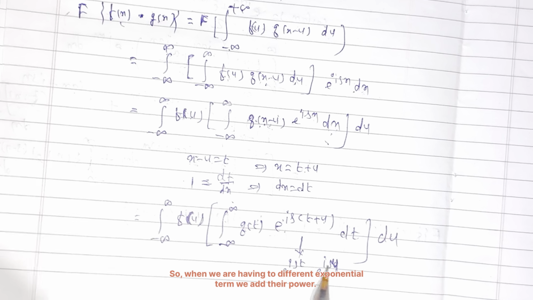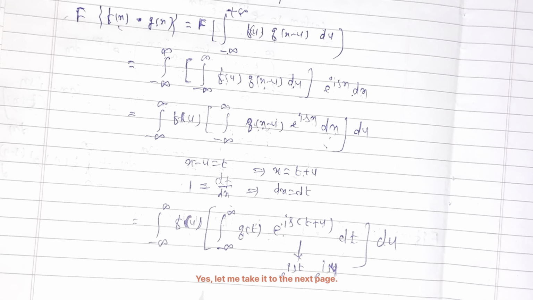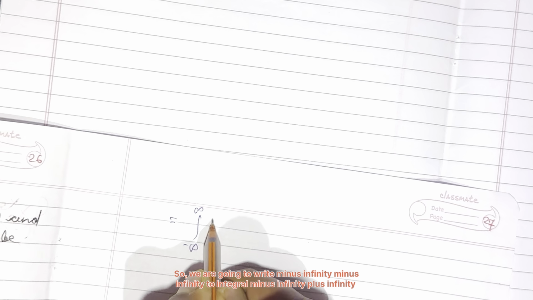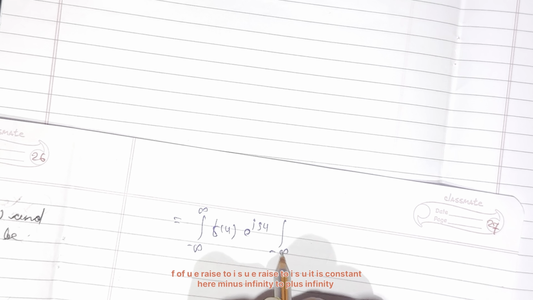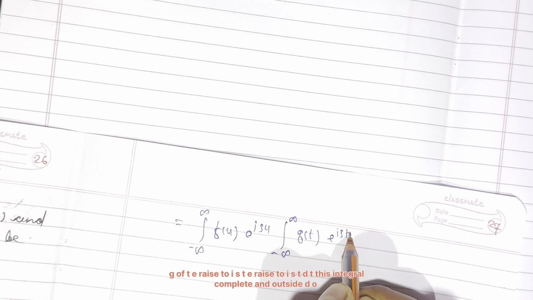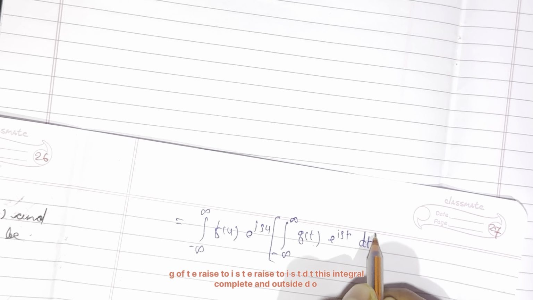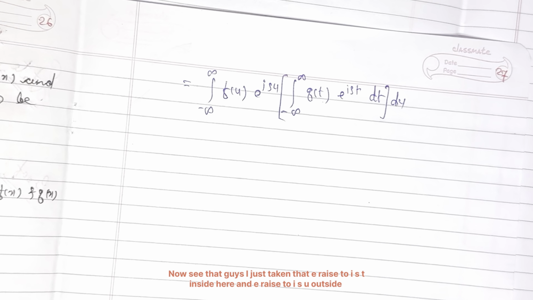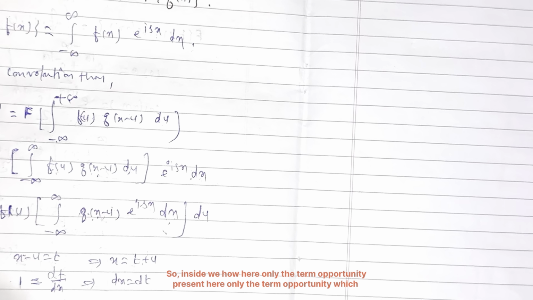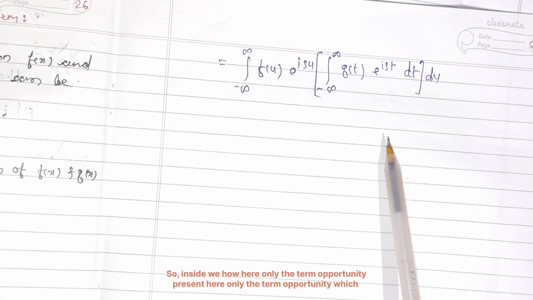Now with respect to dt, e raised to isu is a constant here, so I take it outside. Let me take it to the next page. We write the integral from minus infinity to plus infinity of f of u e raised to isu, which is constant here, times the integral from minus infinity to plus infinity of g of t e raised to ist dt, with du outside. I have taken e raised to ist inside and e raised to isu outside, so inside we have only the term of t present.